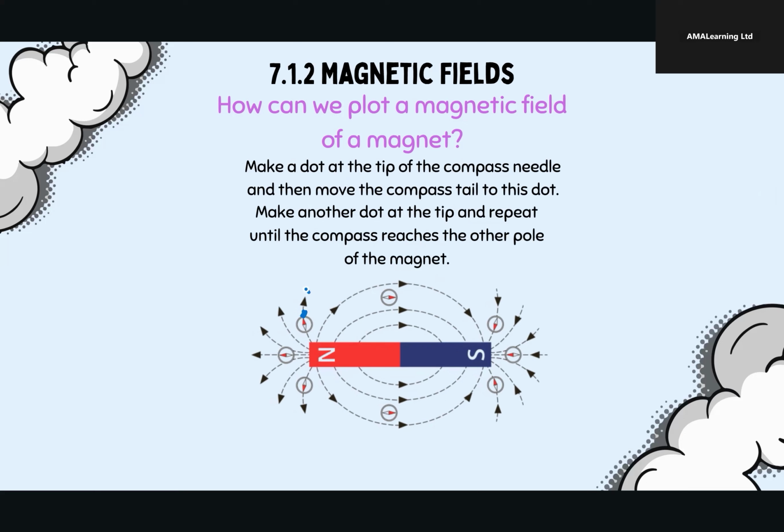Now you move the compass to where the dot was, and wherever the arrow is pointing, you put a dot there. Then you put your compass in the next place, and wherever the arrow is pointing, you put a dot. Again, whichever way the compass is pointing, make a dot. And you keep doing that until you've got all these little dots. When you've moved the compass all the way round, you just join all the dots together, and that shows you a magnetic field line.